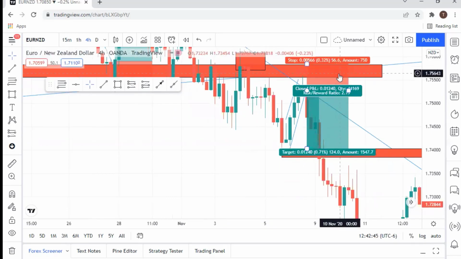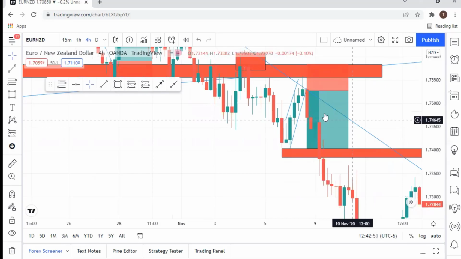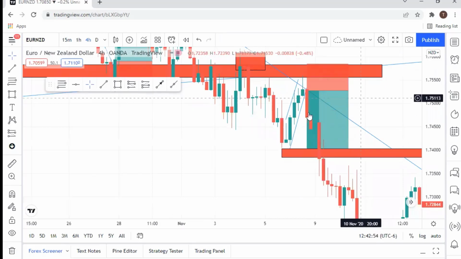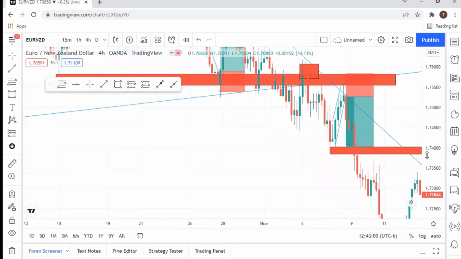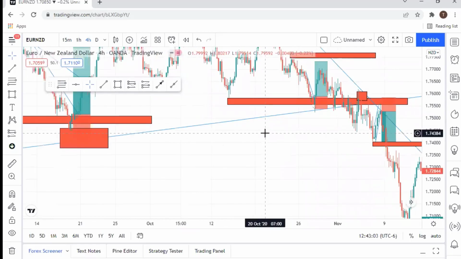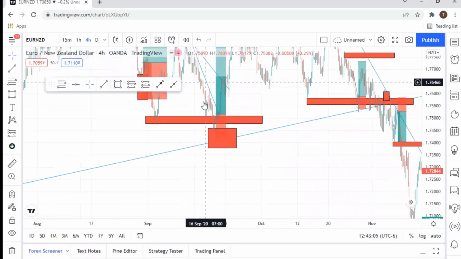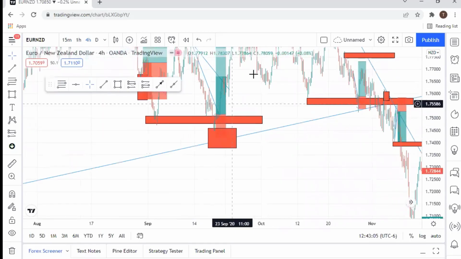So this trade would have given us 1:2 risk to reward, which means whatever we risk, we are up double. And remember, since we started analyzing trades, we only lost once. The first loss was here. This was the first loss that we took.